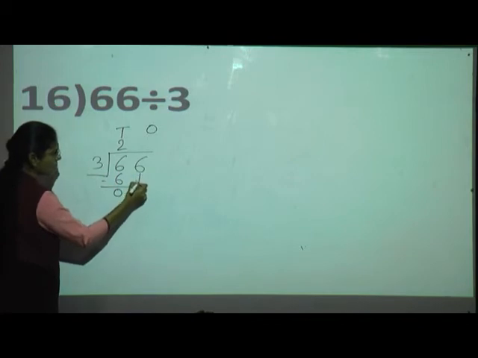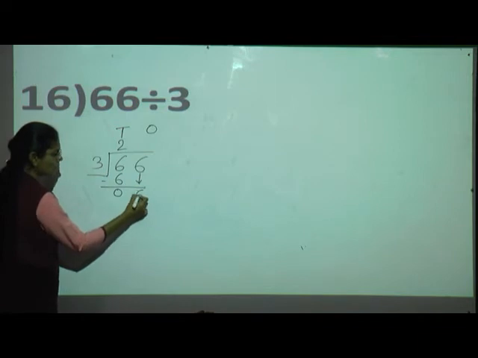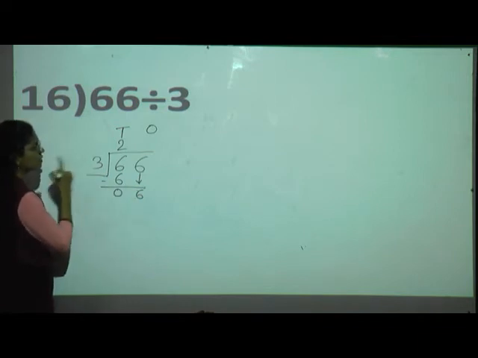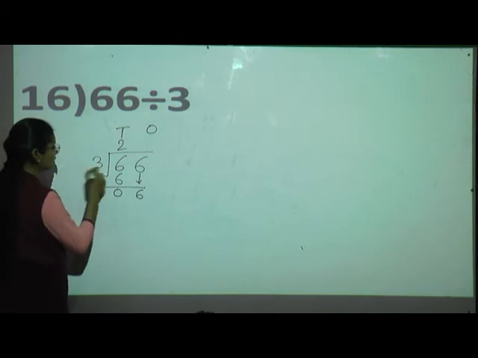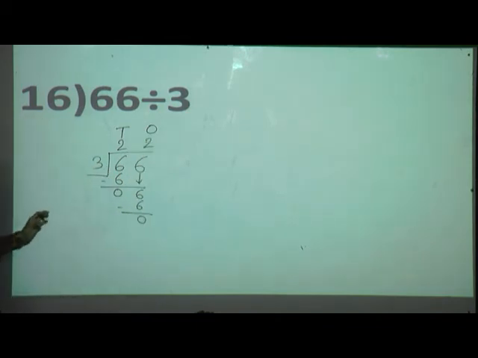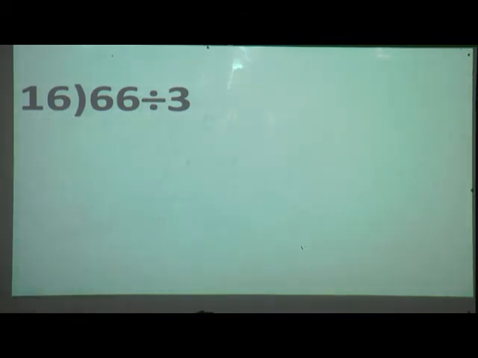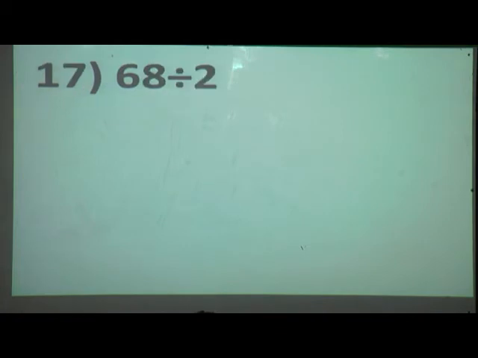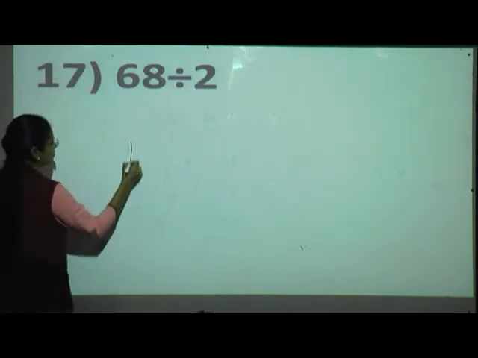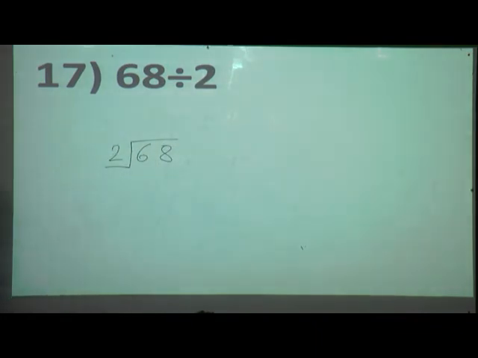Okay, now in the second step this number we have to take it down. Here again 6 is there, so here we'll write 6. Again in 6 how many 3's are there? In 6 there are 2 3's, so 3 2's are 6. Then 6 minus 6, 0. So 66 divided by 3 is equal to 22. Clear? Next example, 68 divided by 2. Try to solve this example and then check your answer from the screen.